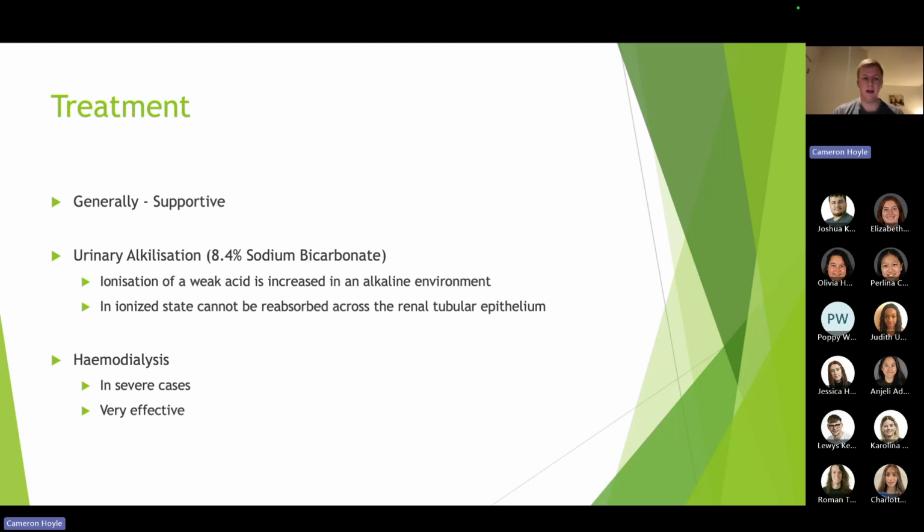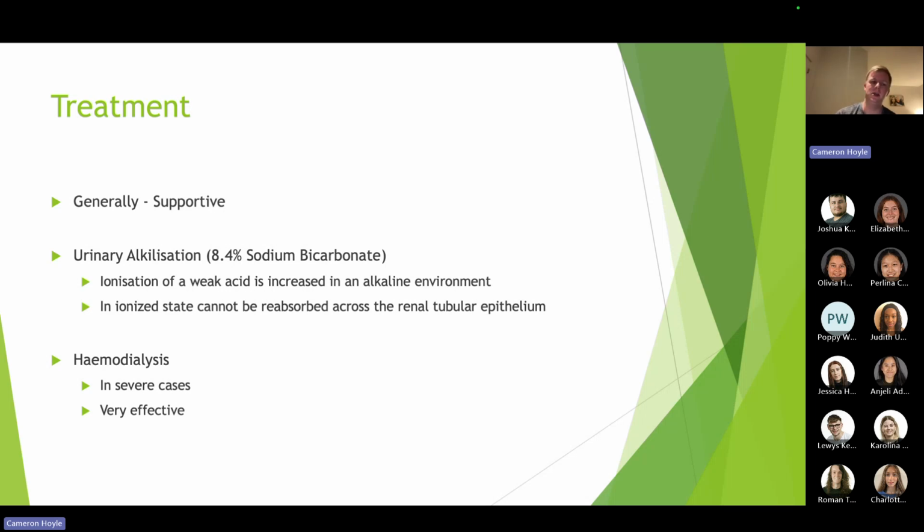Treatment of salicylate overdose is generally supportive, unless they've taken an extremely large amount of aspirin. It's generally just supportive. We can use something called urinary alkalization, which you'll have heard of, which essentially means giving a really high concentration of sodium bicarbonate.